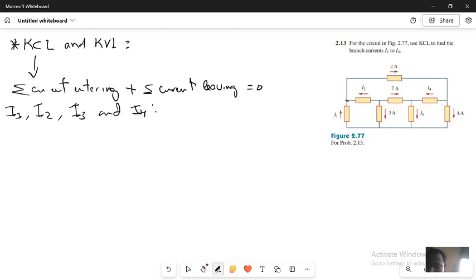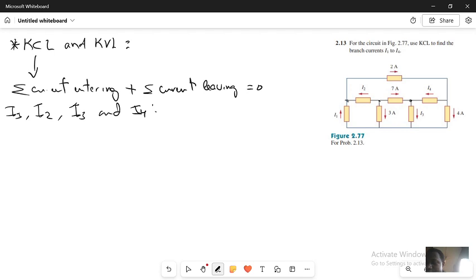So if I check this node again, this current is leaving, this one is leaving, and this one is leaving. That means I1 plus I2 plus 3 plus 7 equals 0. If you take this other node, this one is entering, this one is entering, and this one is leaving. So I will have 7 plus I4 plus I3 equals 0.